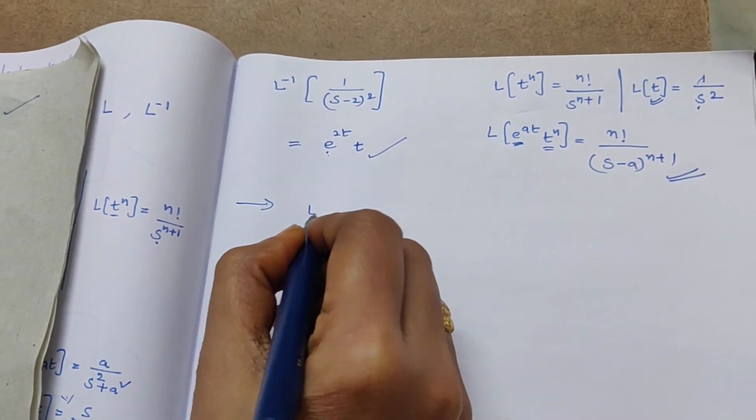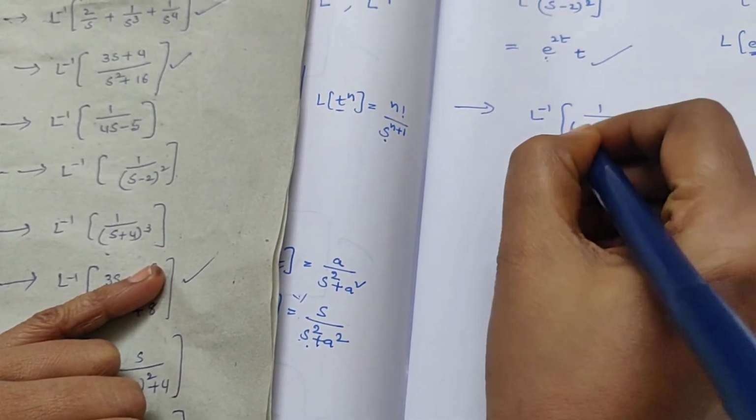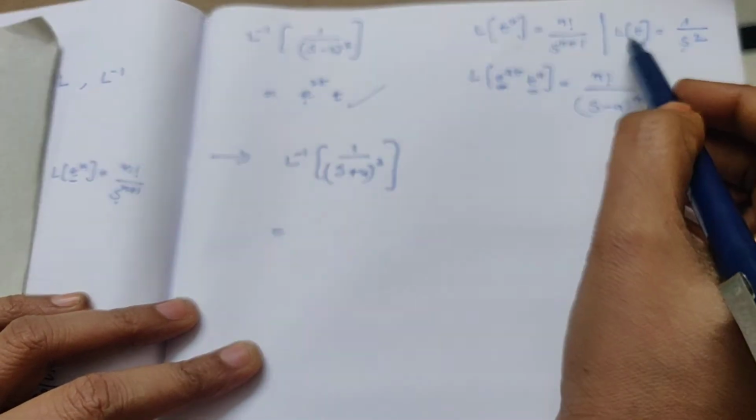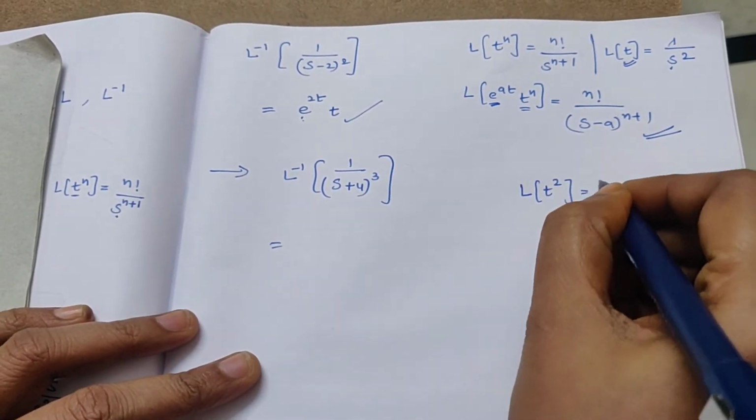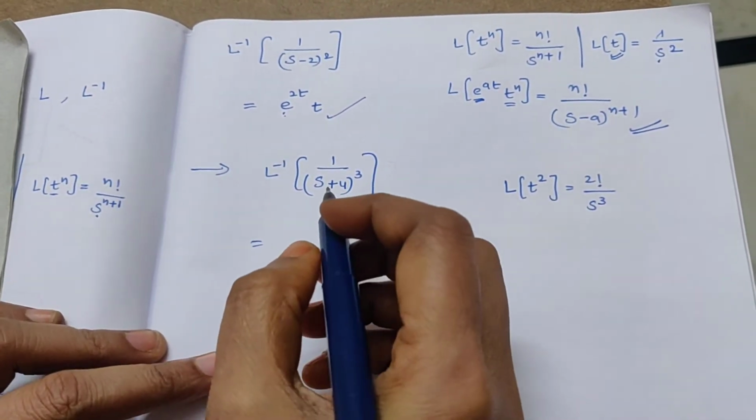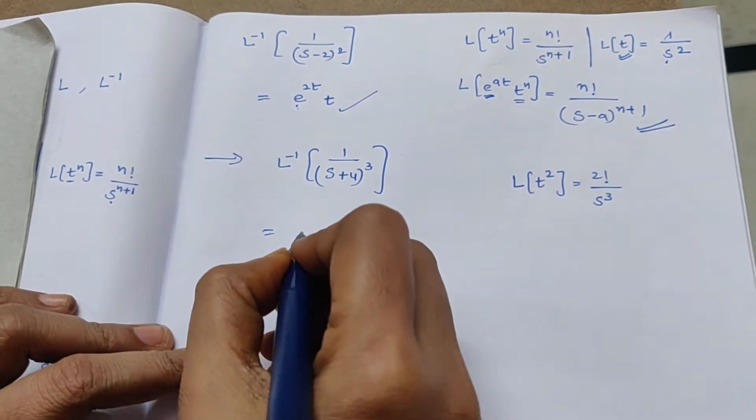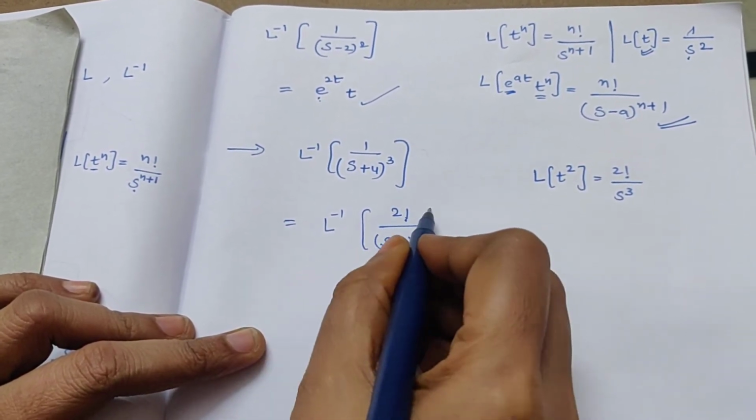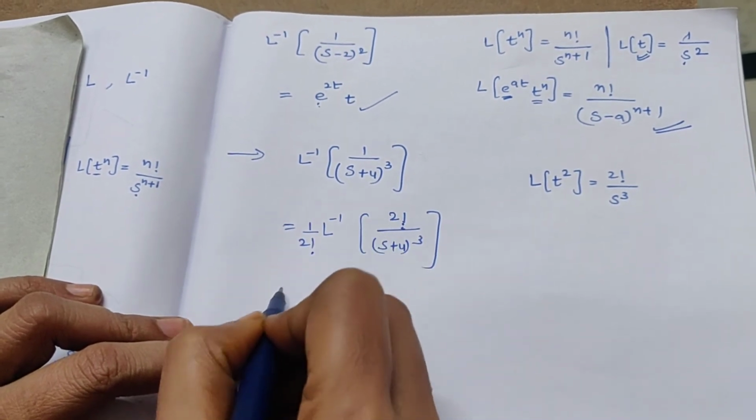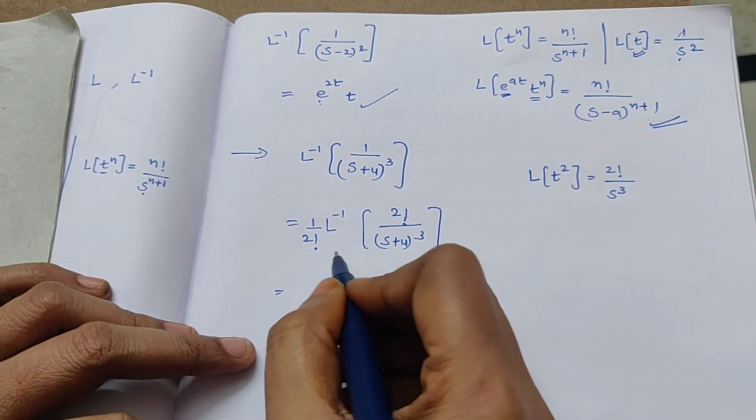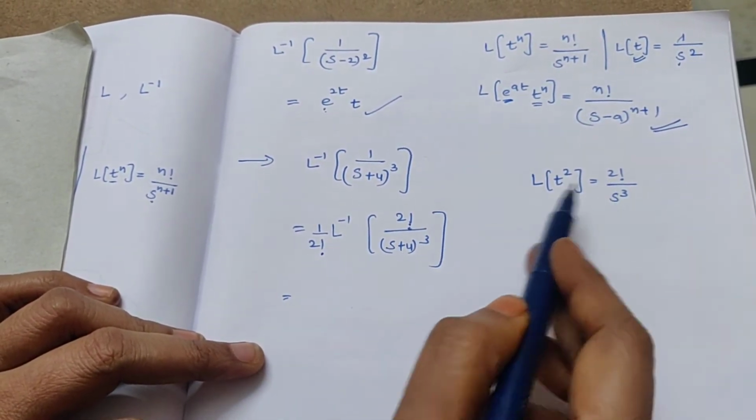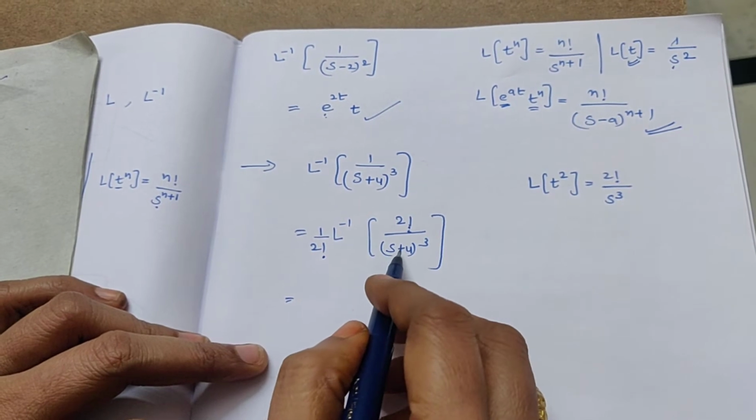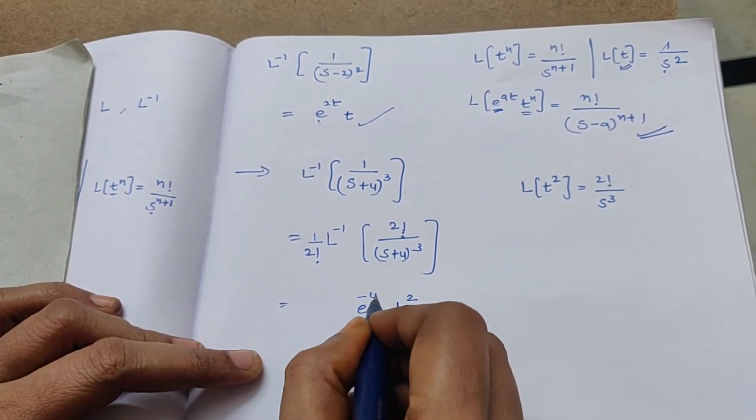And the next problem is find L inverse of 1 by (s plus 4) whole cube. And here also we are observing the highest power of s. That means clearly we know L of t square equals 2 factorial by s cube. But here 2 factorial is not present. So try to insert 2 factorial by (s plus 4) whole cube. Because of this 2 factorial, write down 1 by 2 factorial also, so that both will be cancelled, giving an equivalent expression. So 2 factorial by s cube is the Laplace transform of t square, but s changes to s plus 4, because of e power minus 4t.